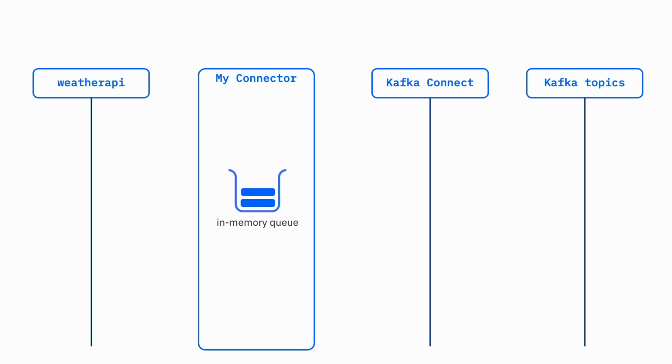My connector sets up a queue when it starts up, an in-memory queue, a Java queue. And then in a background thread, it's periodically polling the weather API to get the latest weather update. Anytime there's a new weather update, it puts it on that queue. That's all this thread is doing: periodically polling that API, checking for a new weather event, and then adding them to this in-memory queue. And then when Connect calls my connector with that poll method, it can take whatever updates are currently waiting on the queue and then immediately return them.